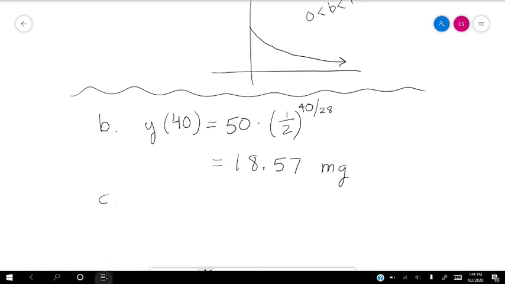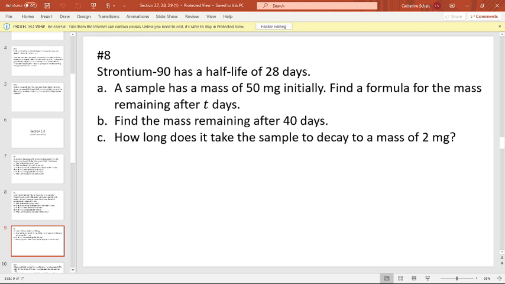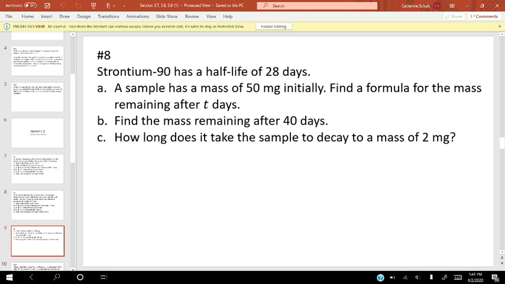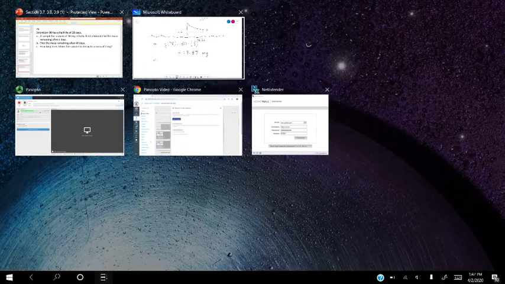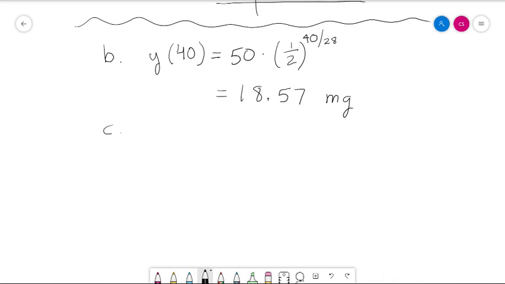All right, so where are we at? Part C. How long does it take the sample to decay to a mass of 2 milligrams? That's crazy. All right, so here we are at 50. And I always like to think, going from 50 to 2, I'm just going to do a guesstimate to see how many half-lives we're going to have.